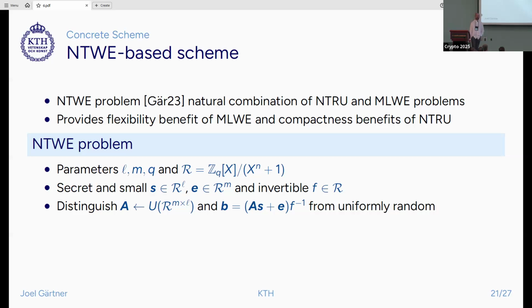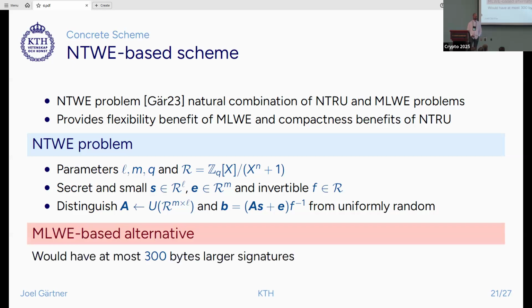And in the decision version of the MTW problem, you're given an A matrix, which is uniformly random, and a B vector that's either uniformly random or equal to AS plus E, with all of this multiplied by F inverse. And the task is to distinguish between these two cases.